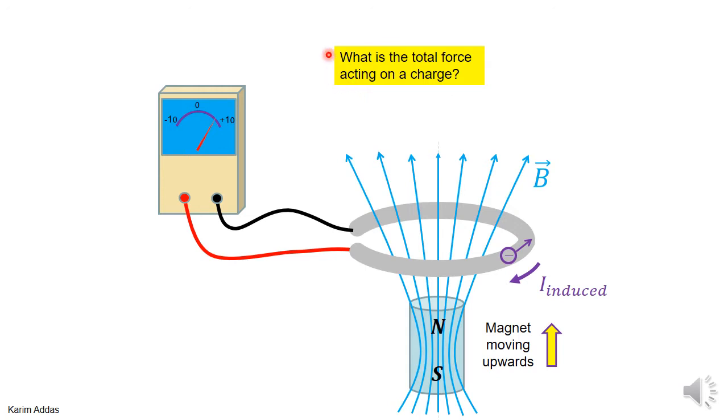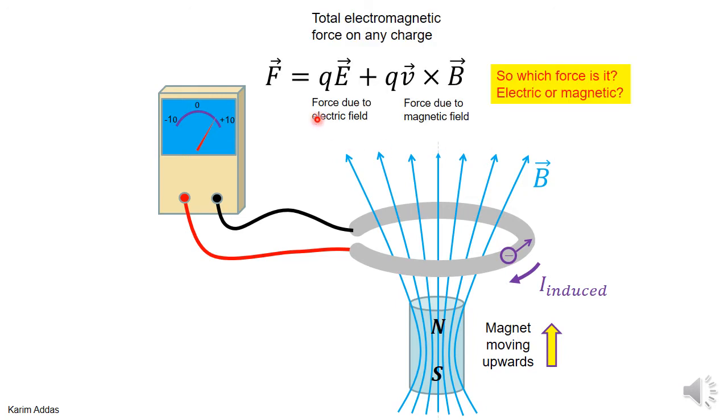Let's think first of all, what is the total force acting on any charge? If you have a charge in space, what's the total force acting on it? We've taken this before already. The total force is QE, the force due to an electric field, plus QV cross B, the force due to a magnetic field. So the question in this part is, which force do you think is the one that's responsible for making this current? Is it the electric force or the magnetic force? Think about it for a while and see what you come up with.